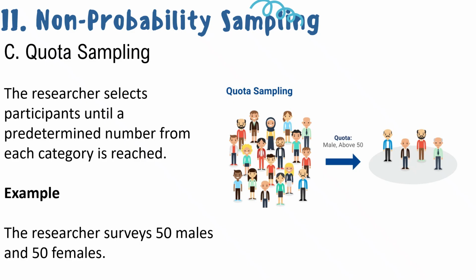Okay, so don't confuse quota sampling with stratified random sampling. In stratified random sampling, we divide the population into groups and randomly select from each group. In quota sampling, we simply continue selecting participants until the required number for each category is reached. The selection itself is not necessarily random.